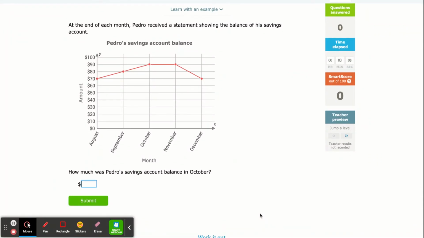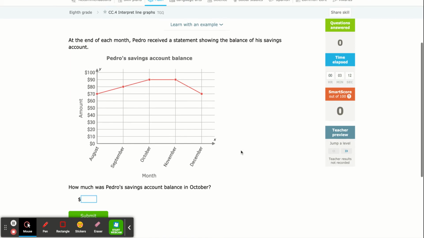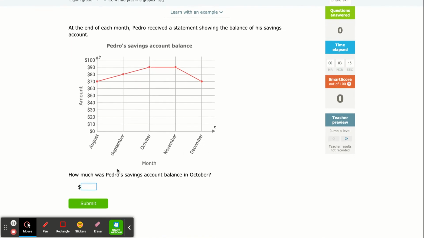Welcome. In this lesson, we're going to learn to interpret line plots or line graphs. In other words, again, it's very important to understand the graph that's shown.